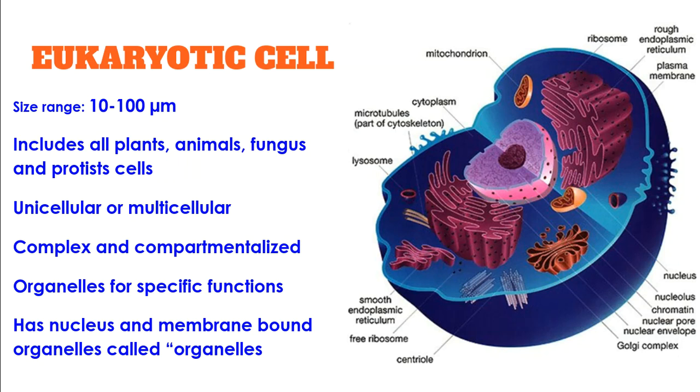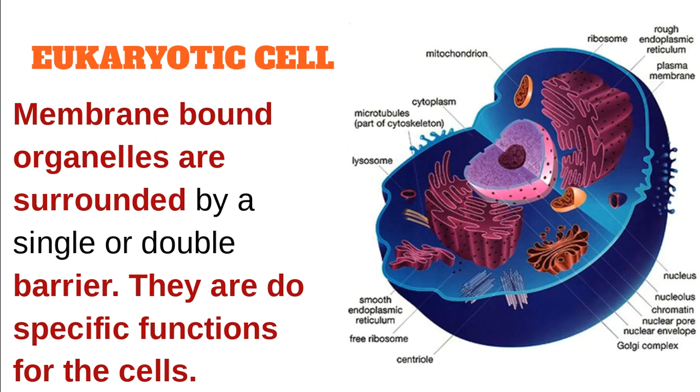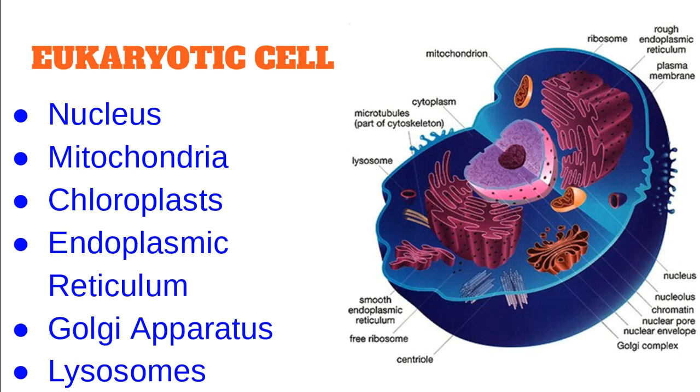Eukaryotes can be either multicellular or unicellular. They are complex and comparatively larger. Eukaryotes have membrane bound compartments called organelles. These organelles are meant to do specific functions for the cell. These organelles are the nucleus, mitochondria, chloroplast, endoplasmic reticulum, Golgi apparatus, and lysosome.